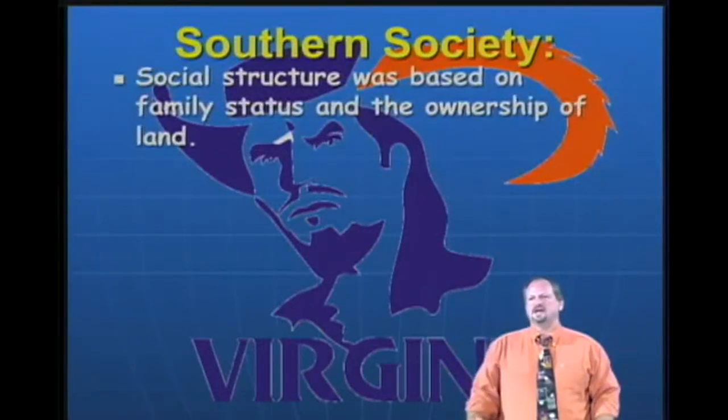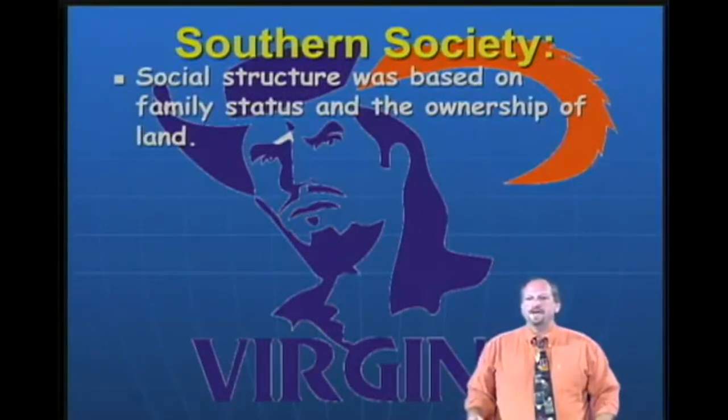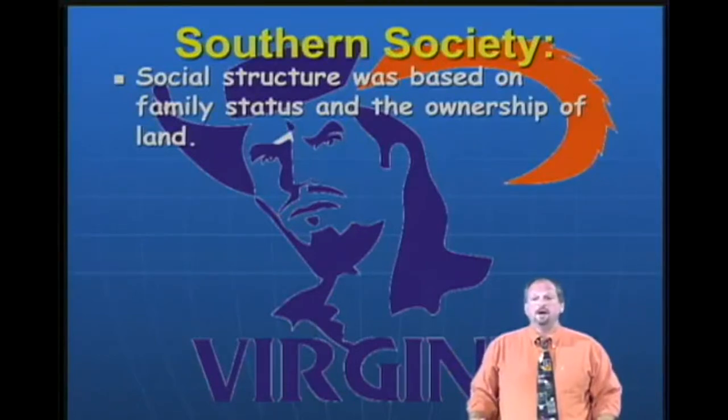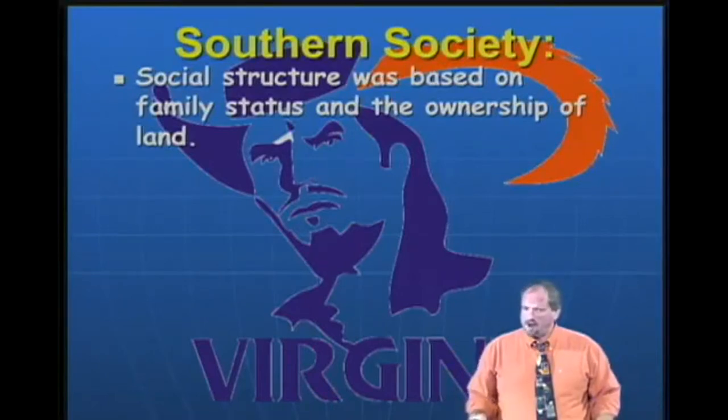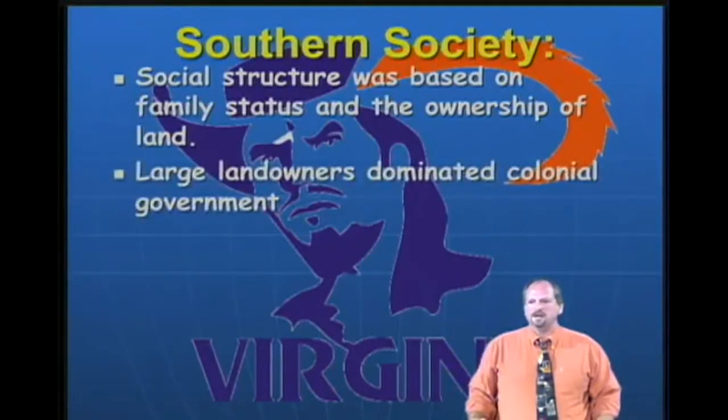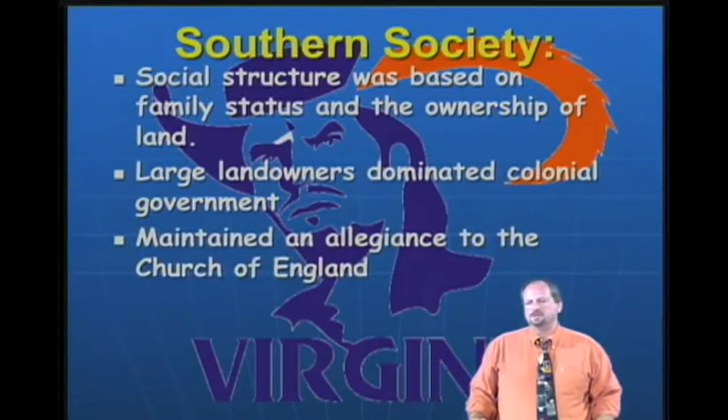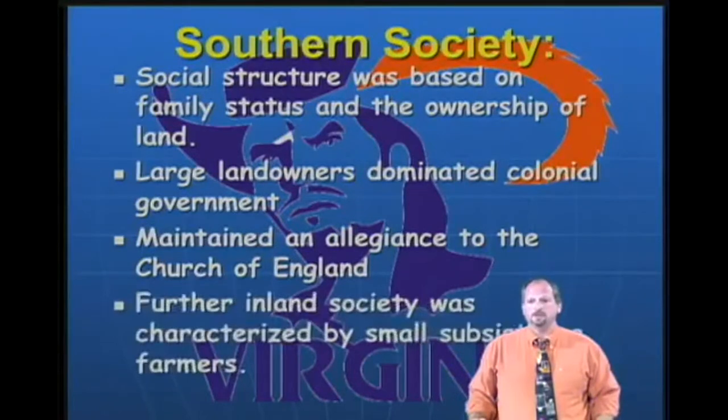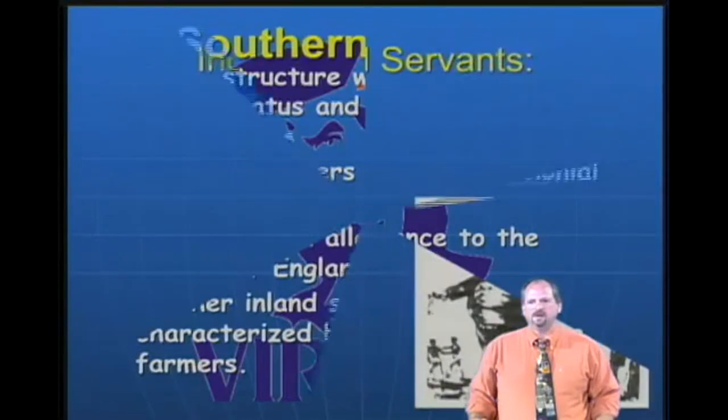When it came to Southern society, the social structure was based on family status and ownership of land. The reason that the South was founded, again, was primarily economic opportunity, so here it only makes sense that money makes the difference. Large landowners dominated the colonial government. They maintained an allegiance to the Church of England, or the Anglican Church. But further inland, society was characterized by small subsistence farmers trying to eke out a living and cooperate and get along as best they could.